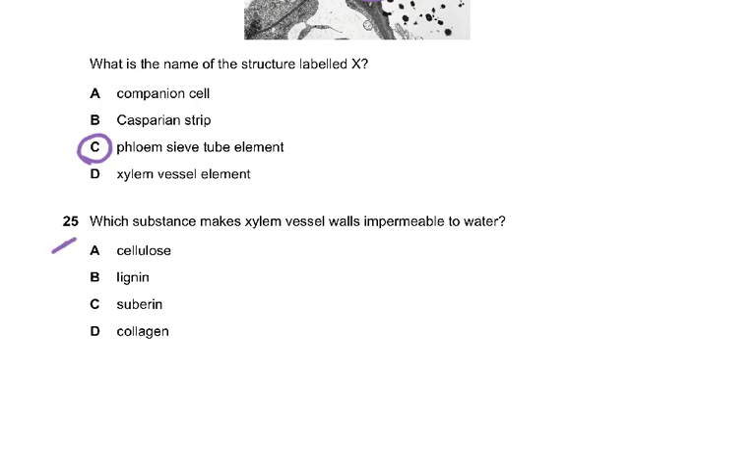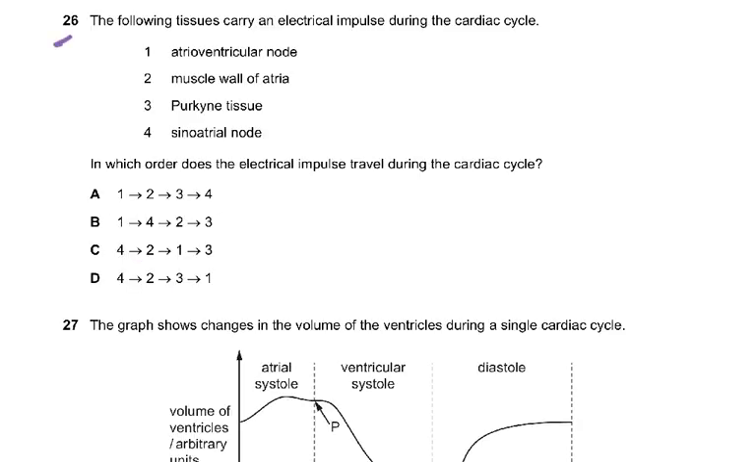Then question number 25, which substance makes xylem vessels impermeable to water? Please remember cellulose cell walls are fully permeable. Suberin is not found in the xylem vessels and collagen is not found in the xylem. So the answer is B, which is lignin. 25. The answer is B, lignin. Question number 26, direct question.